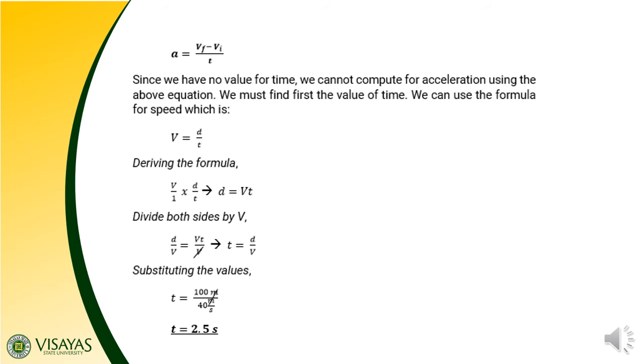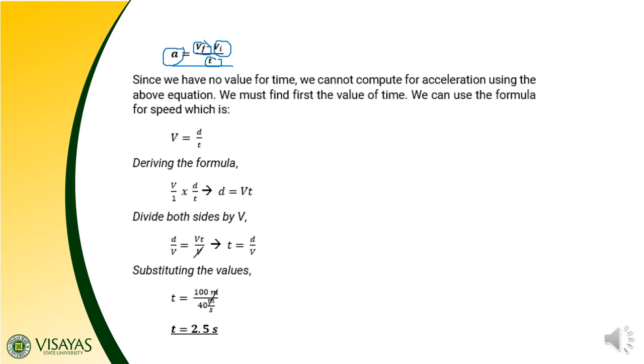We will now be using the equation for acceleration. The equation is a equals Vf minus Vi over t. A is the symbol for acceleration, Vf is the final velocity, Vi is the initial velocity, and t is the time. So acceleration is equal to final velocity minus initial velocity over time. Since we have no value for time, we cannot compute for acceleration using the above equation. So we must first find the value of time.